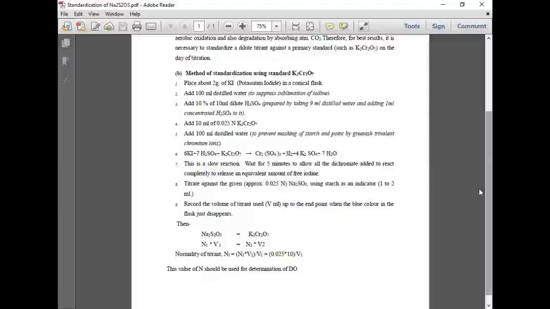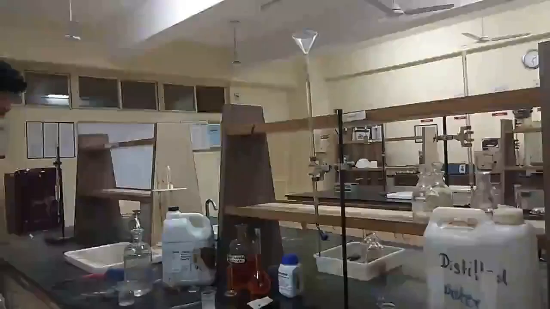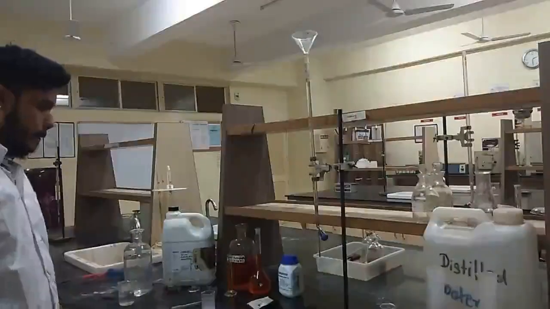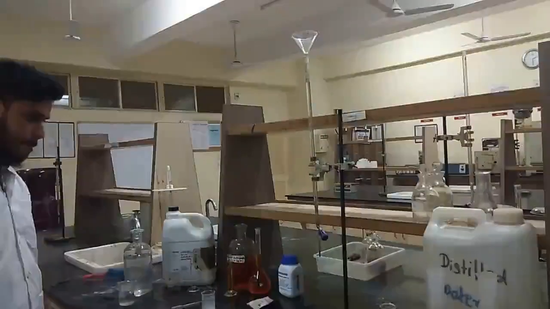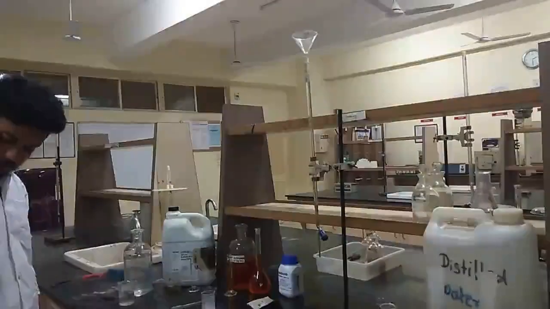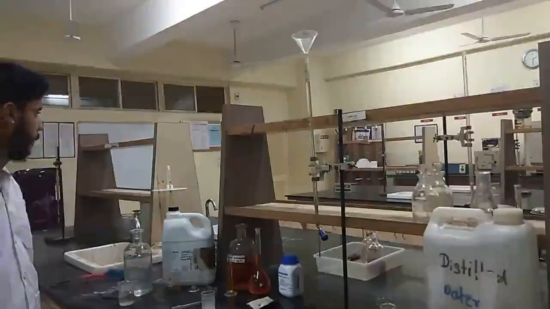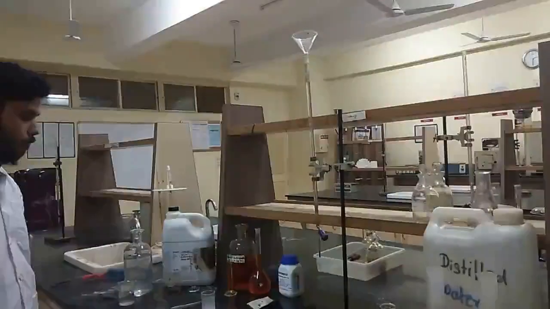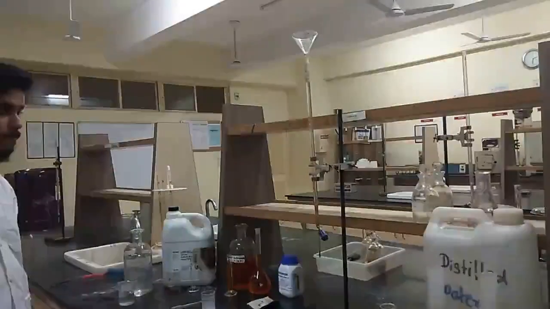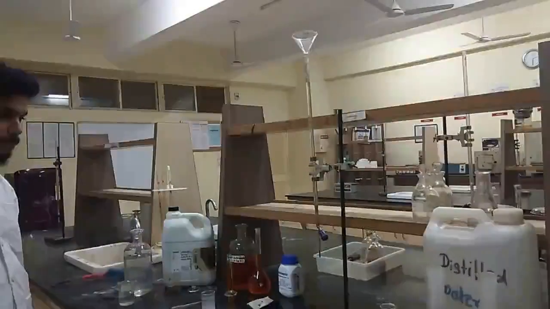The value that we have got for the normality of the titrant will be used for determination of the DO value, and we are going to put the same value in the formula. We are going to see the standardization process for our titrant for DO experimentation. The titrant, as earlier said, is sodium thiosulfate. So the titrant normality that we require is 0.025 normal, and we have prepared our titrant accordingly. In the standardization process, we are going to check whether the prepared titrant matches the normality of 0.025 normal.